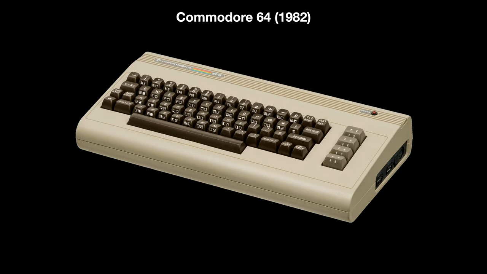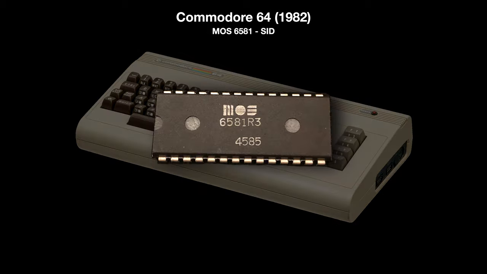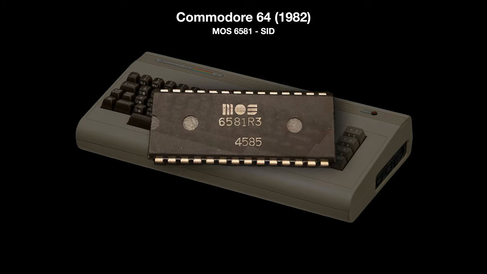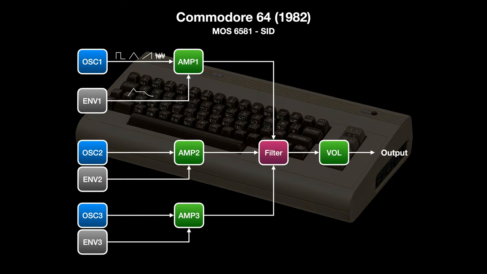Here's the Commodore 64. It was released in 1982 and came with the sound chip 6581, also known as SID. It was designed as a low-cost audio solution, but actually ended up redefining the concept of sound in personal computers. The chip has three voices, each with a wavetable oscillator covering four waveforms, as well as an envelope generator. Everything can then be routed through an analog multimode filter. More advanced features are available as well, but these are the basics.